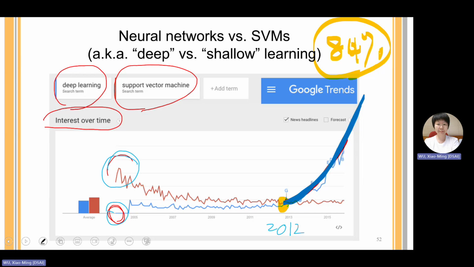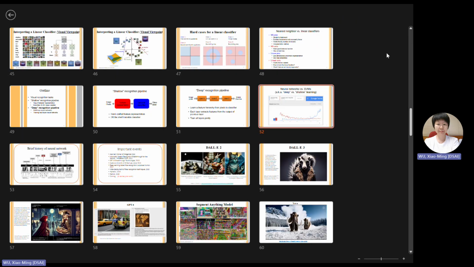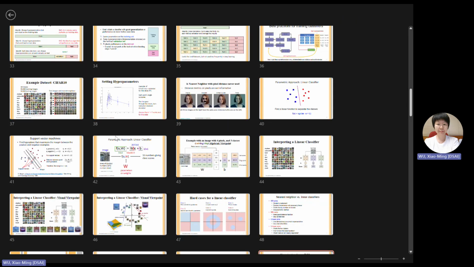Okay, so why was support vector machine so popular like 20 years ago, or even 10 years ago, or 15 years ago, I would say? So let's find out.